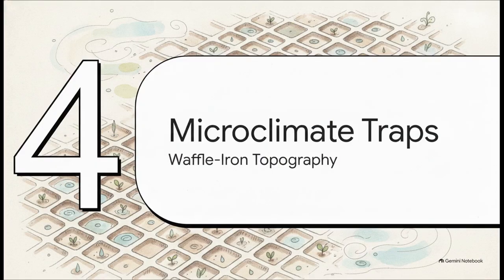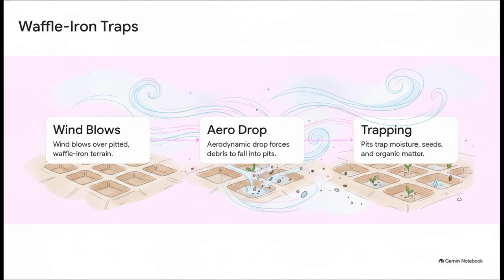Let's move on to Section 4, Waffle Iron Microclimate Traps. Taking things way down to the actual soil surface, let's see how ecological engineering works for really hostile arid climates. In a dry, flat environment, wind just strips the surface of any valuable resources. But if we engineer the ground to have pitted edges, kind of resembling a waffle iron, we basically build a self-sustaining ecosystem step by step.